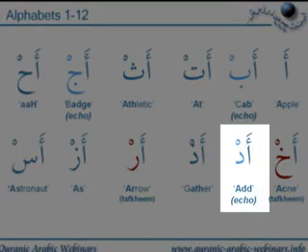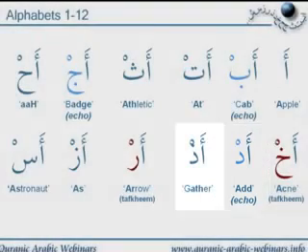The next one is the dal, and this is one of the echo letters again, so this will be ad, so just as in the English word ad. So nothing difficult about that, just to know it's got the qalqala with it.